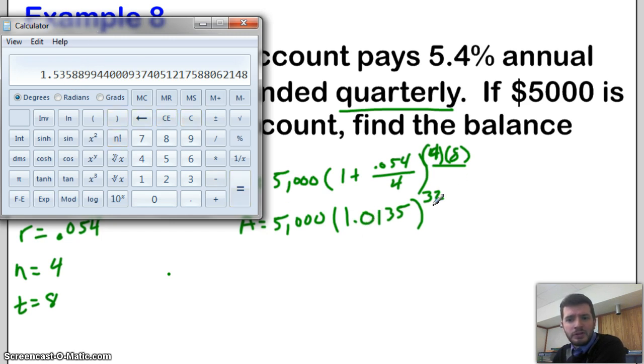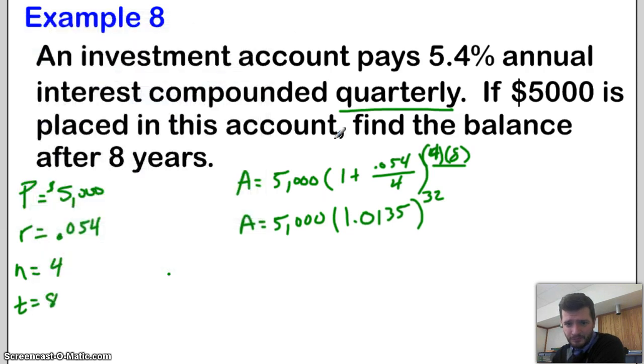Okay, so that seems fine. So 1.0135 to the 32nd power is going to be 1.535, and then now we can just multiply by 5,000. So times 5,000 equals 7,679.45. So A equals $7,679.45. That'll be your amount with all your interest compounded quarterly using that formula.